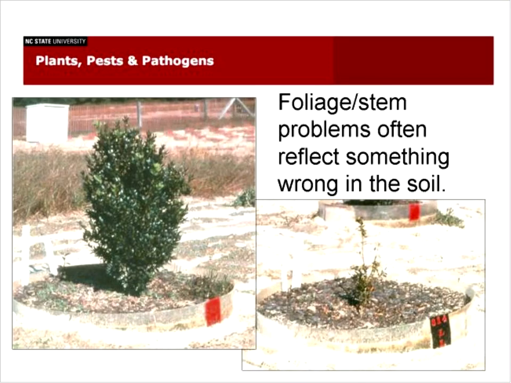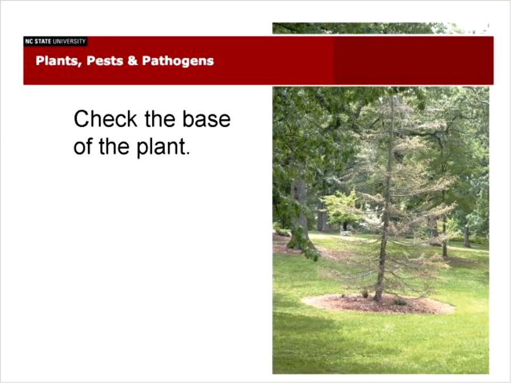A very important reminder: much of the time, problems that we see on the foliage of the plants are really reflecting something that's going on in the soil. In this particular case, from an experimental plot, lesion nematodes are making the difference between the two plants on the left and on the right. Check the base of the plant.